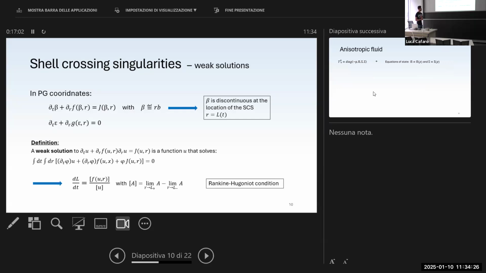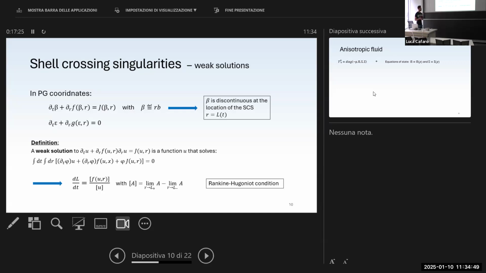So we get that dL over dt is given by this complicated function, which is given by the difference of the two limits. And this is called the Rankine-Hugoniot condition, and it's well known in fluid dynamics. So what this is describing is a shock wave. In other words, when two shells cross, a shock wave is formed. And at that point, we get a divergence.